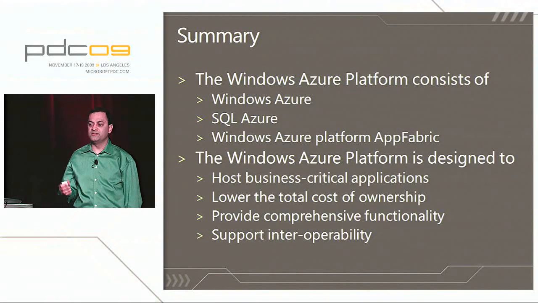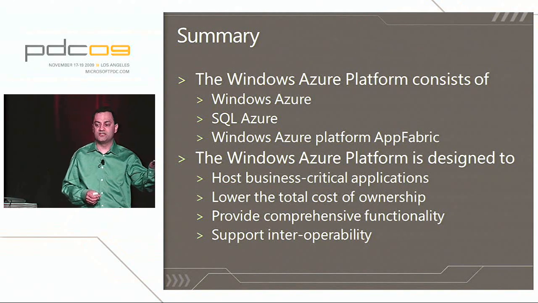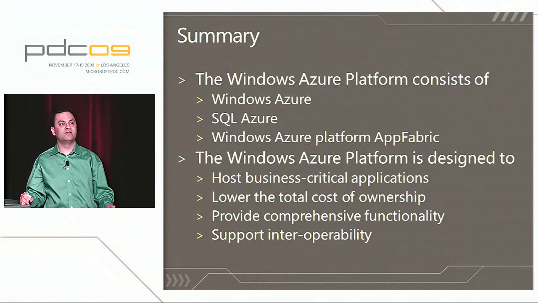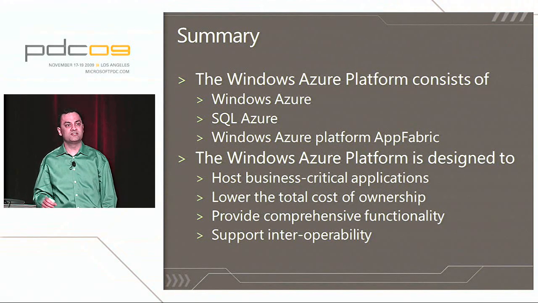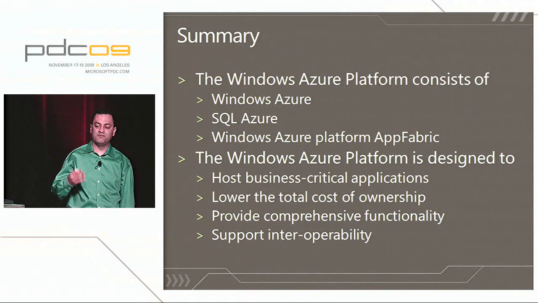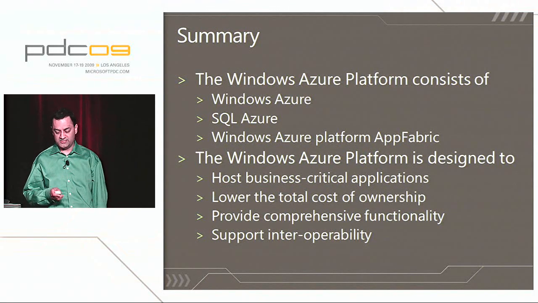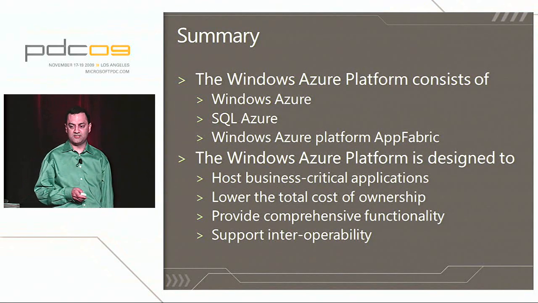So to put a bow on this whole thing, there's 3 parts to the Windows Azure platform: Windows Azure, SQL Azure, and the App Fabric. And it's really here to host your business critical applications. We think the platform is ready. As I said, we're heading towards the commercial launch in just a matter of a few weeks, and you can start working with the platform now and see what it's got.